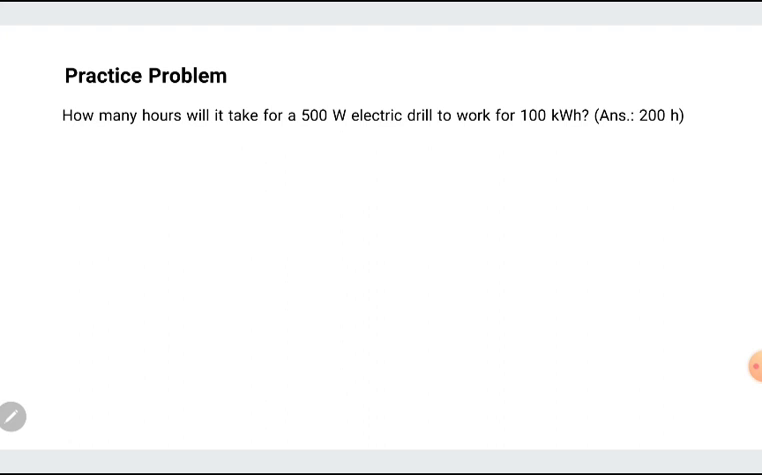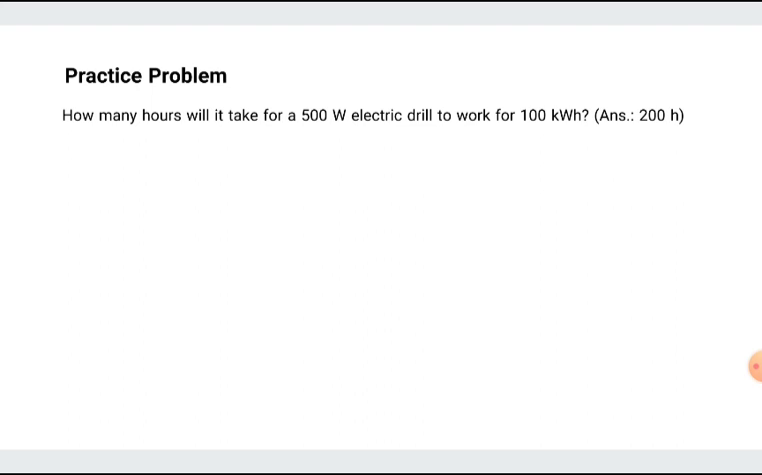Okay, I think this is the last one for this set. How many hours will it take for a 500-watt electric drill to work for 100 kilowatt hours? Okay, so we're given two power units here. The other one is kilowatt hour. We are actually familiar with kilowatt hour. Usually our electricity bills are in kilowatt hours. So it's how many kilowatts we use multiplied by the total number of hours we are using the appliances, or we are consuming energy.